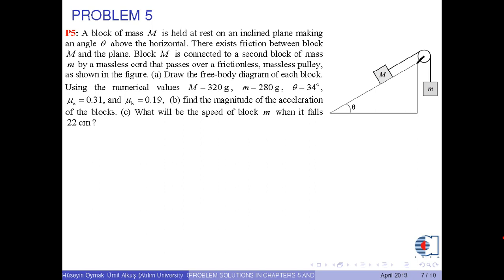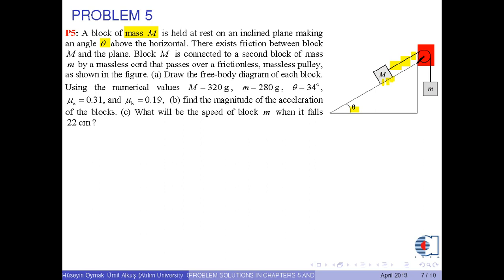In this problem, you see a block of mass capital M held at rest on an inclined plane making an angle theta above the horizontal. There exists friction between block capital M and the plane. Block capital M is connected to a second block of mass small m by a massless cord that passes over a frictionless pulley.